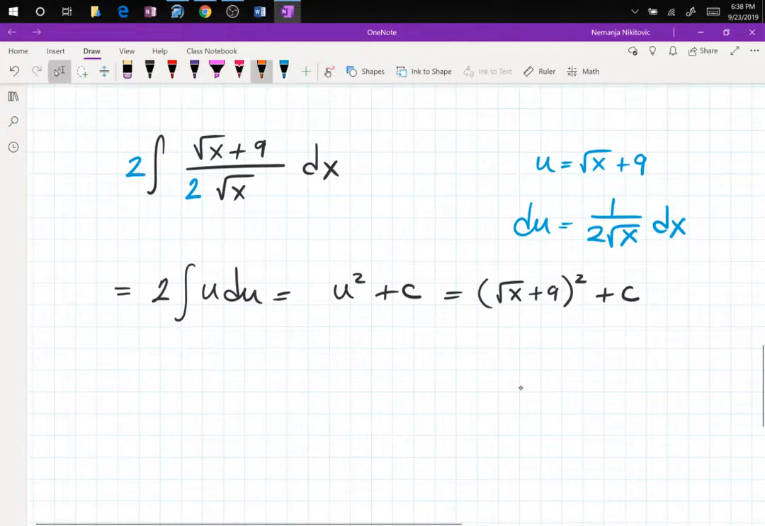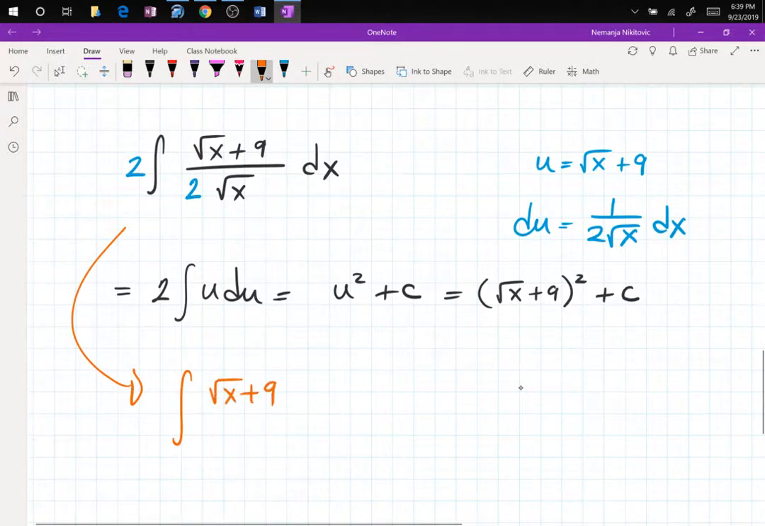So let's go orange. You have the integral of square root of x plus 9 divided by square root of x dx. Does anyone else see something else that we could do? Possibly. And make this a joke of a problem? Yes?